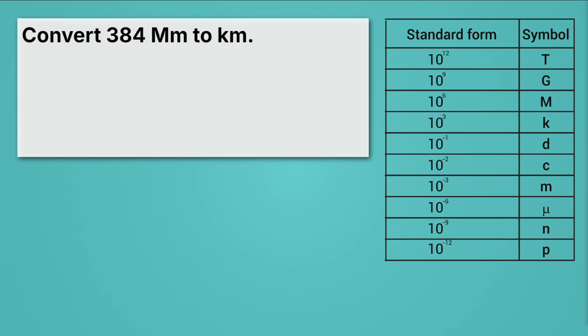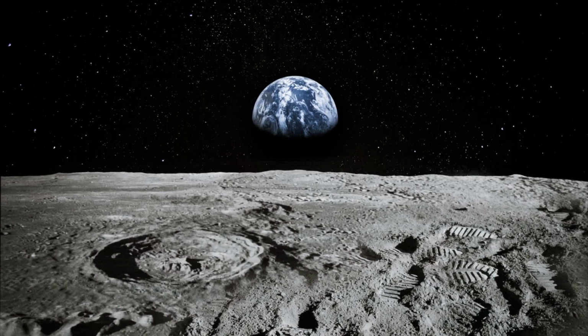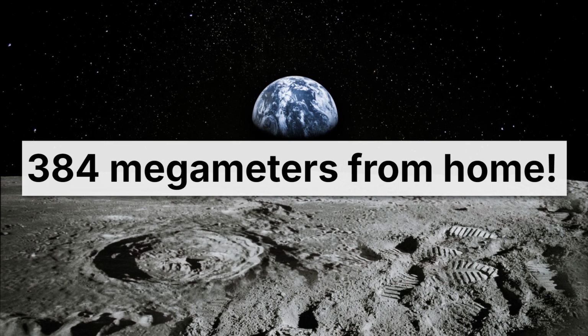Now, I didn't just make up this number randomly. It comes from a kind of cool example. If you're chilling out on the moon, then you're 384 megameters from home. That's a lot of meters. Let's figure out how many kilometers that is.